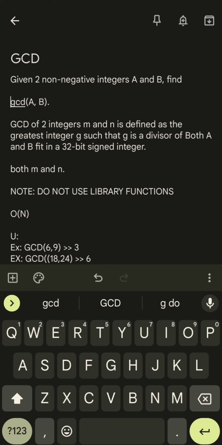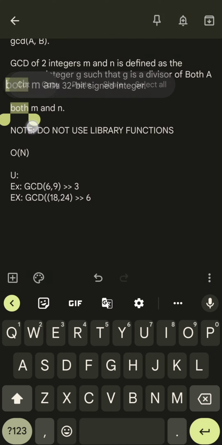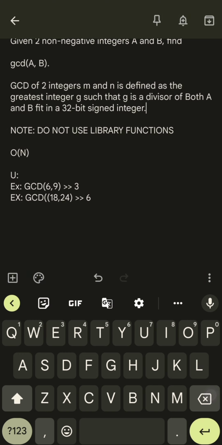There's also an extra note: do not use library functions. In particular, this means that we're not going to import math. We're not going to import anything.